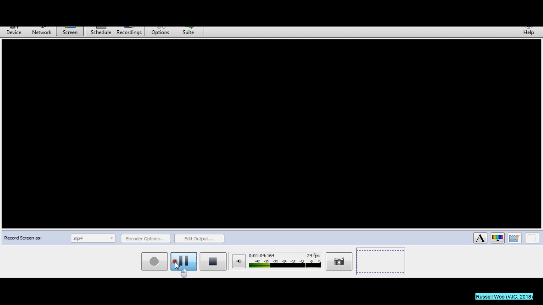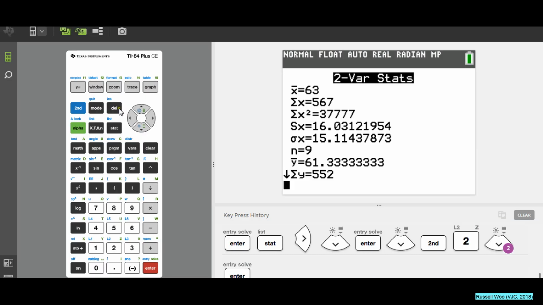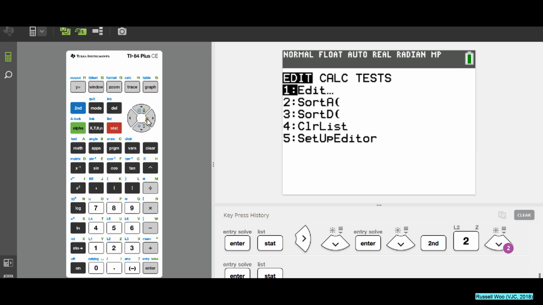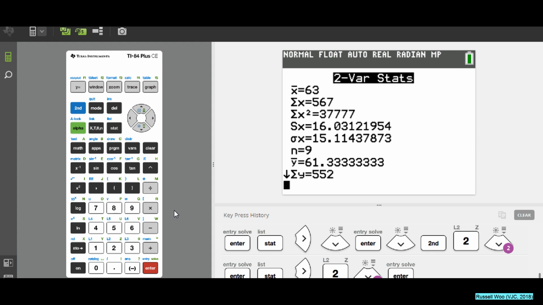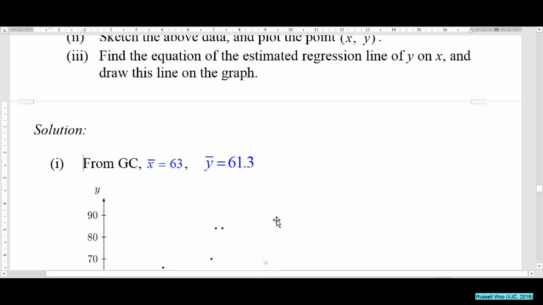You can actually do calculate two variable stats, L1, L2. Immediately you can get our X bar, Y bar. Alright, let's go back to this one, X bar and Y bar. You have attention, please. Sketch the above data and plot X bar, Y bar.